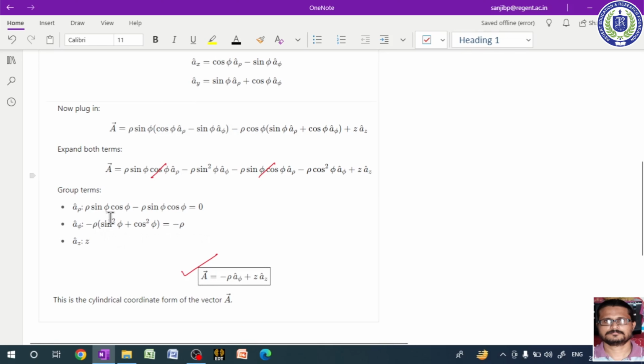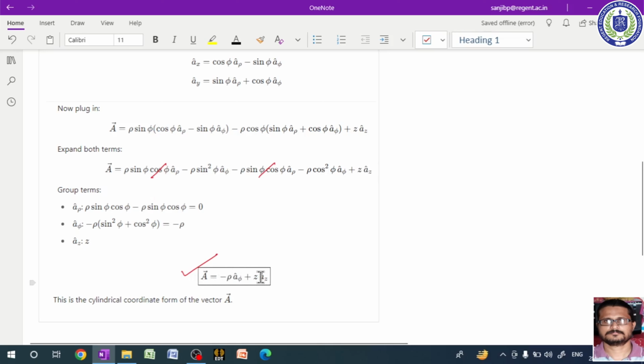So here is the formula, here is the status of the things. This part will cancel, so it will give 0, and here the a phi part is there. You just take rho common and a phi common. You will see the sin square phi and cos square phi within the bracket. If we take a minus common, sin square plus cos square phi will become 1, so it will become minus rho, and this will remain constant as before. So this will be the actual representation.